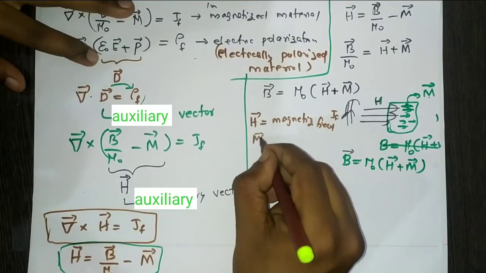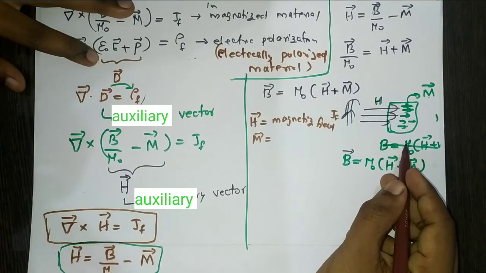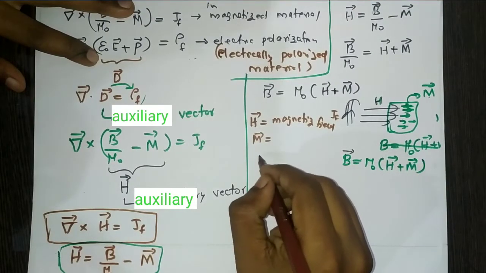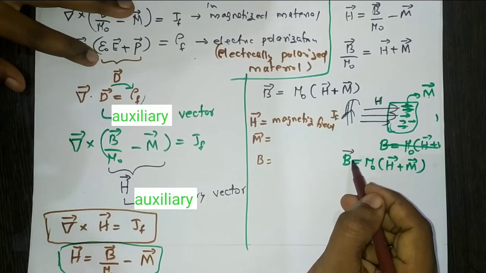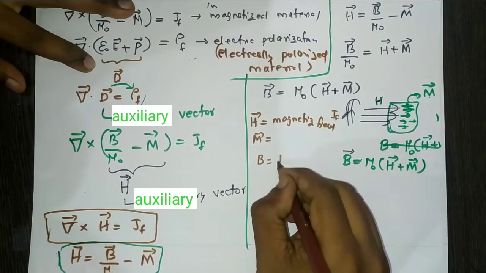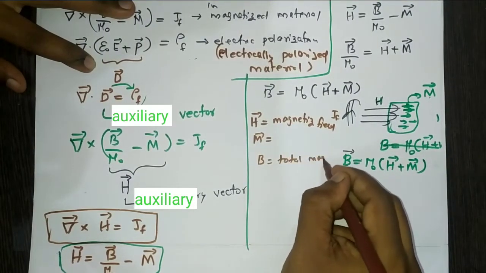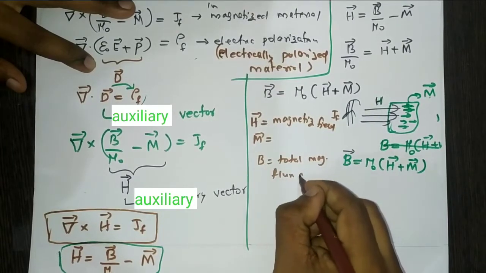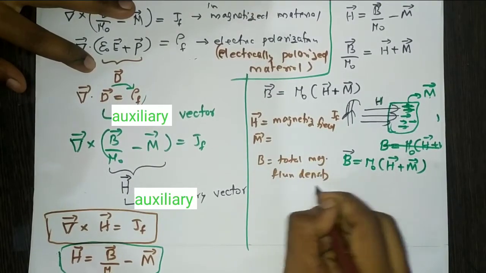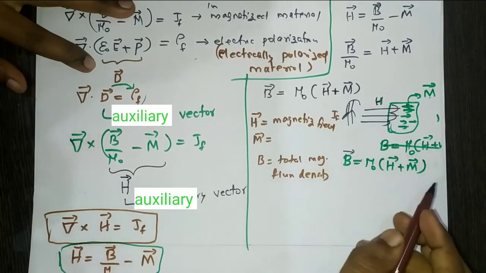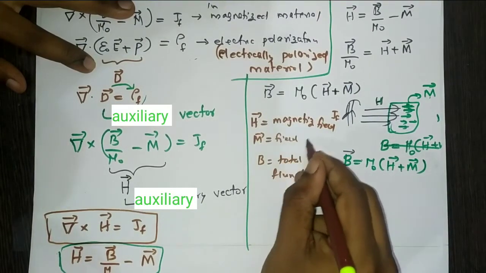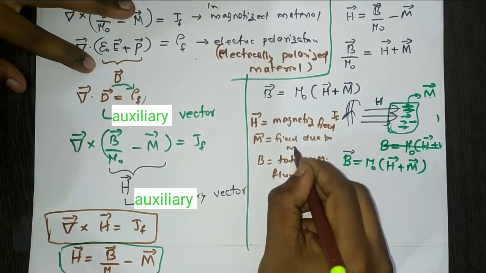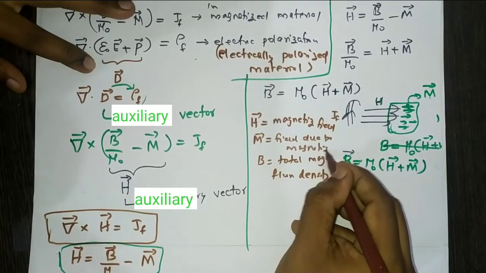M is the magnetization, or the field due to the magnetization, and this B is the total magnetic field, the total magnetic flux density. M is the field due to the magnetization.